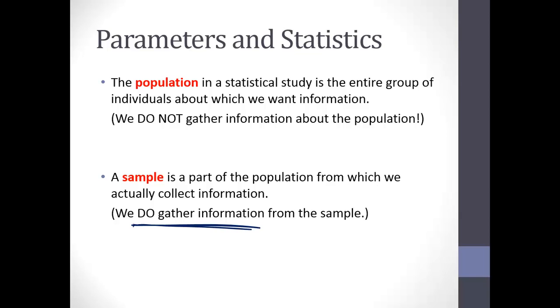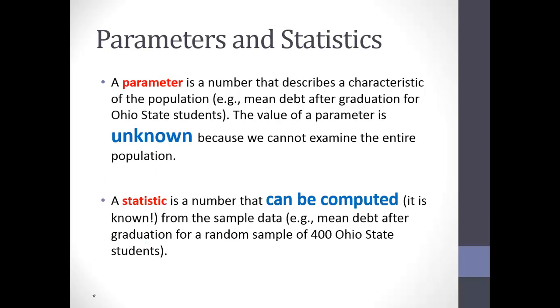And again, remembering the population, we're not going to be gathering information from everyone in our population. That usually would take way too long. So then what I have here is the definition of a parameter and a statistic. A parameter corresponds to the population, P and P there, and a statistic corresponds to the sample.